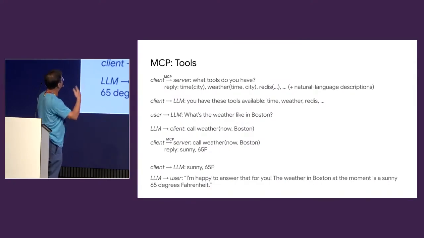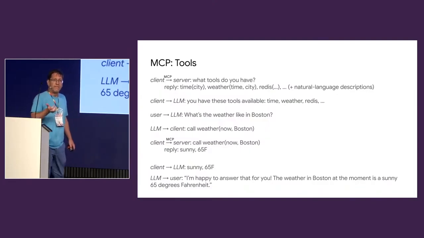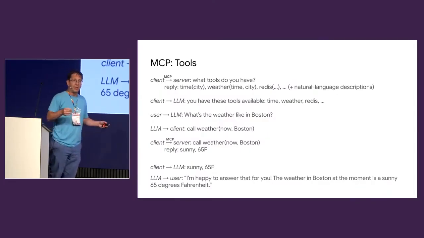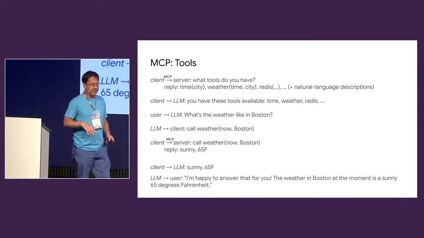And then the user says, what's the weather like in Boston? And now the LLM, knowing the tools available, tells the MCP client, okay, call the tool, what's the weather now in Boston? And the client asks the server to invoke that tool. The tool replies in some computery way. And then your client gives it to the LLM, and the LLM does its natural language thing, and you get some beautiful sycophantic answer from the LLM.